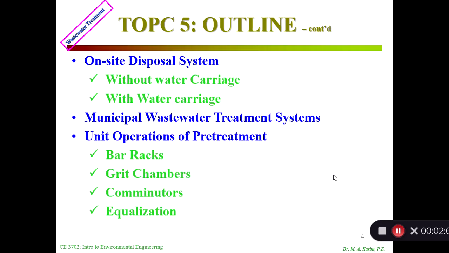Then we'll see on-site disposal. On-site disposal is basically with the septic tank and other things. Still, we allow those things under rural conditions where the sewer line is not there. So it could be two types, without water carriage and with water carriage. Then municipal wastewater treatment systems, then unit operations of treatment: bar racks, grit chambers, comminutors, and equalization basin. So these would be under that.